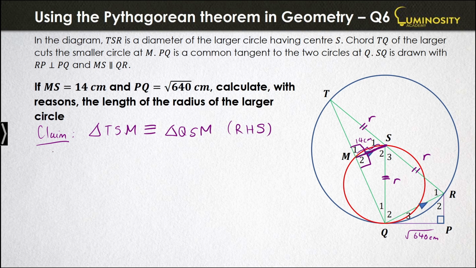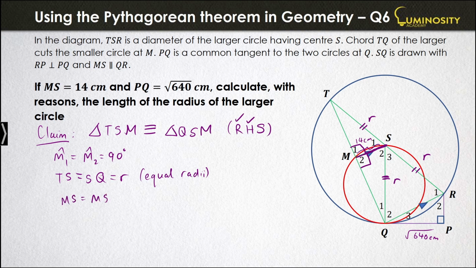So where does that come from? Well, the right angle, M1 equals M2 equals 90 degrees. We've proven that earlier. Side length TS equals SQ equals the radius length, so I can say equal radii. All right, so those are the hypotenuse. So I did my right angle, I did my hypotenuse, and the common side is MS equals itself, common side.